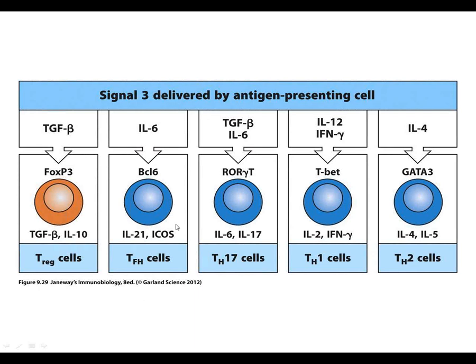I've actually skipped over one. Abbas never talked about these, so I know much less about these follicular helper T cells, but they become follicular helper T cells by signaling from IL-6 to this BCL6, this essential transcription factor. And then they secrete things like IL-21 and ICOS, ICOS being inducible co-stimulator.